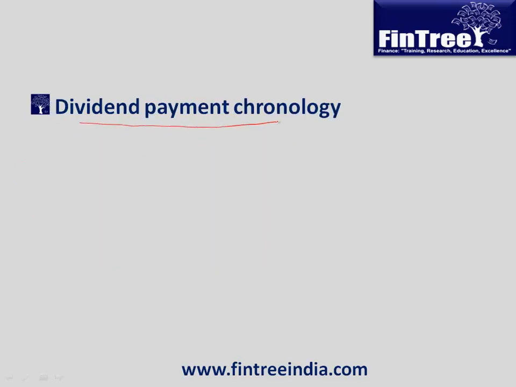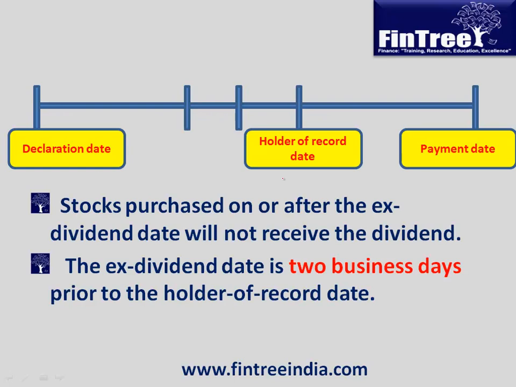Now this is an interesting LOS. It says dividend payment chronology. So you can make this timeline. We will discuss what it means. Write down declaration date. Then there are two date slots in between: holder of record date and payment date.